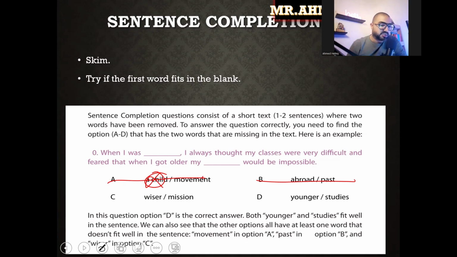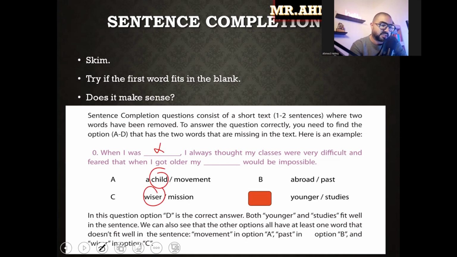two main choices. So here, the correct answer, of course: when I was younger, I always thought my classes were difficult and feared that when I got older, my studies would be impossible. So the most accurate and most reasonable answer here is younger and studies. So you try the first blank space first, and then you move on to the second one. You take the first blank space with all the choices, so you focus on this one and this one and this one and this one. If one of them doesn't make any sense in here, that means the whole choice is wrong.